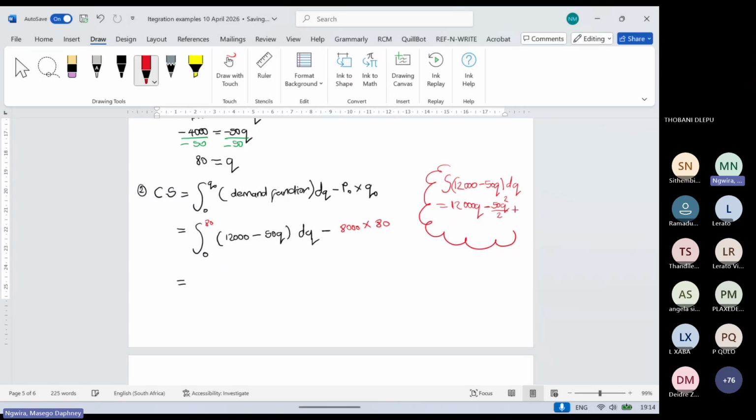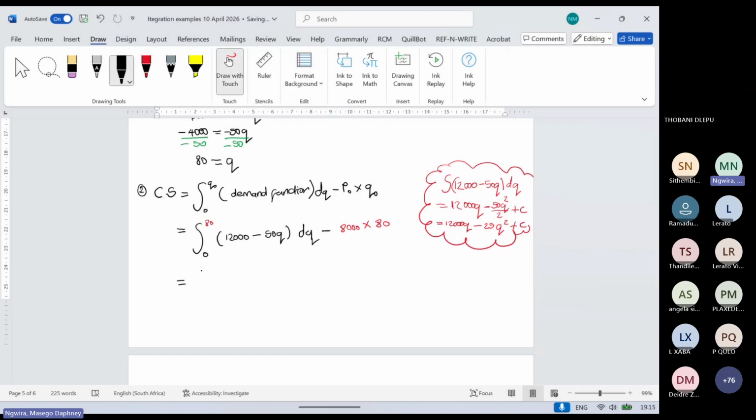Remember, we ignore the C every time we have a limit. And then this will be 12,000Q, then minus 50 divided by 2, which is 25, so it's 25Q squared, then plus C. So I'm doing it on the side so that I don't have a lot of steps.